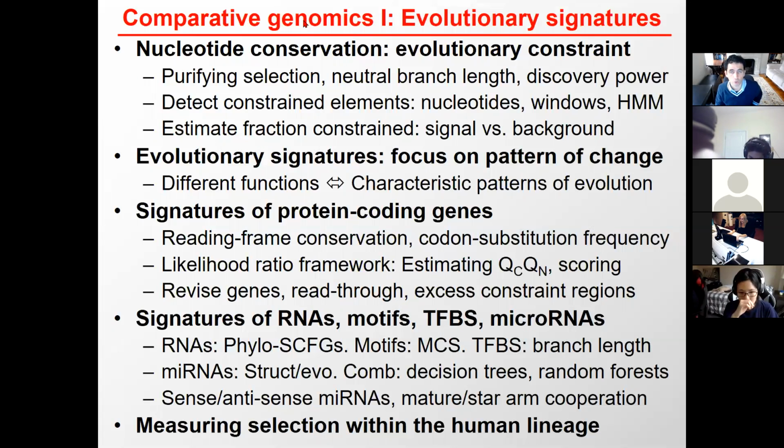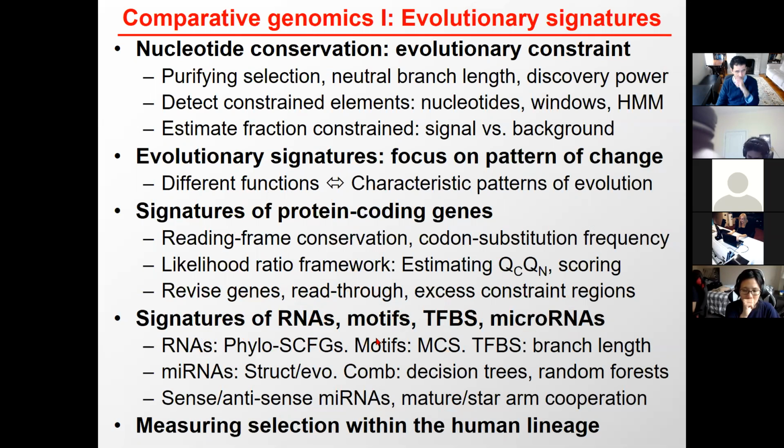We talked about comparative genomics as a way to recognize signatures in genomes. So, looking at nucleotide conservation and evolutionary constraint, looking at evolutionary signatures that span multiple nucleotide positions, and focusing on the patterns of change, focusing on protein coding genes to revise the protein coding and the non-coding genome of human, of fly, of yeast, and more recently of the SARS-CoV-2 virus, and also signatures for RNAs, motifs, transcription factor binding sites, and microRNAs.